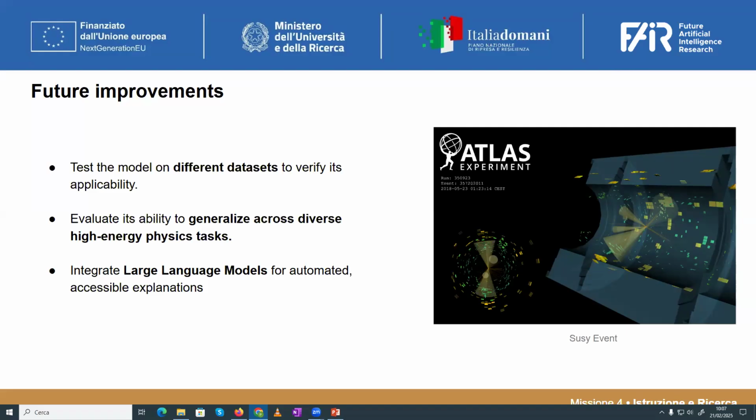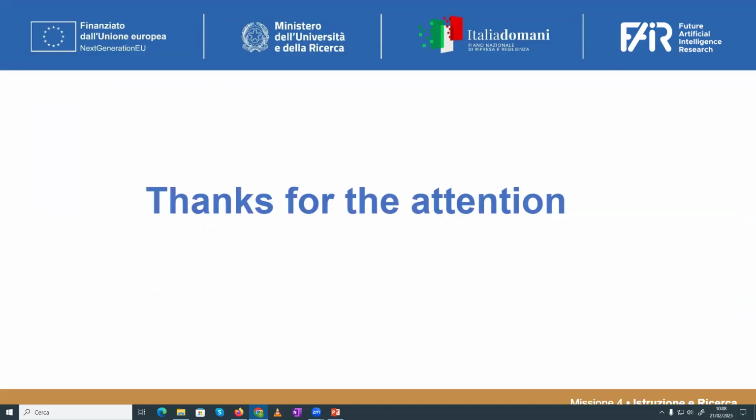In this case, we tried with the reconstruction error, but also, for example, generation is a task that this model can address, and that is very important in high energy physics experiments. And finally, we want to try to integrate a large language model for automated accessible explanation of this model. So thank you for the attention.